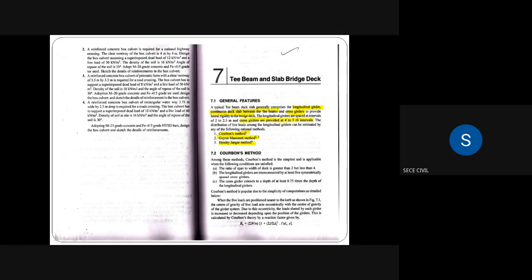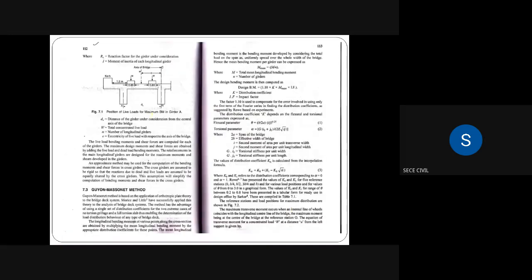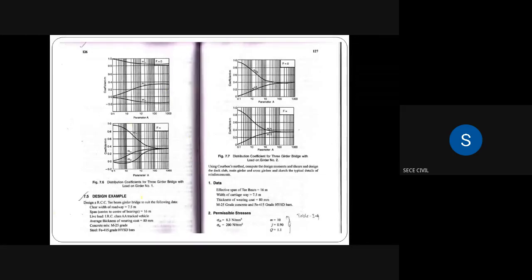The distribution of live loads among the longitudinal girders can be estimated by the following methods. By using any one method, we have to design. I'm teaching Courbon's method only, so you can design by using Courbon's method itself. So, a quick revision.